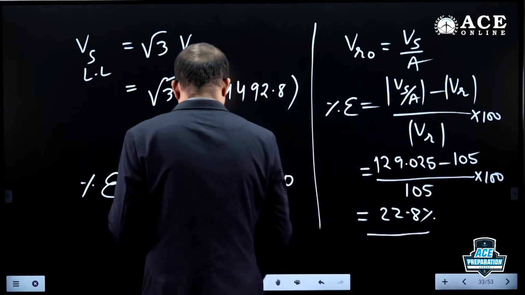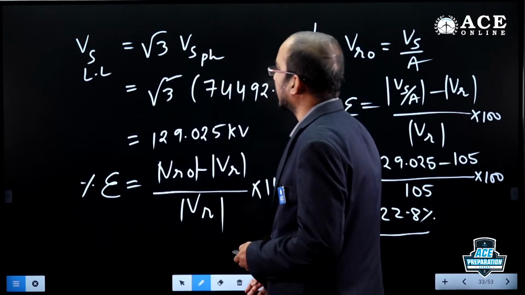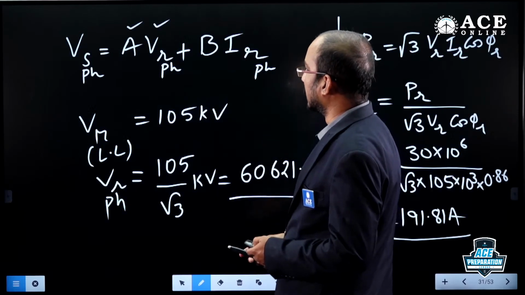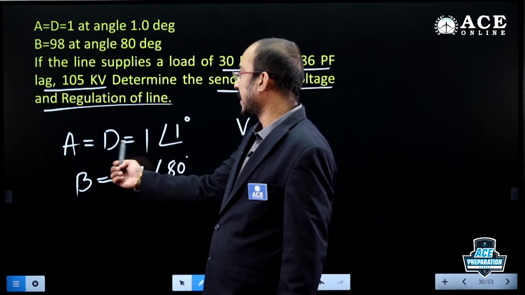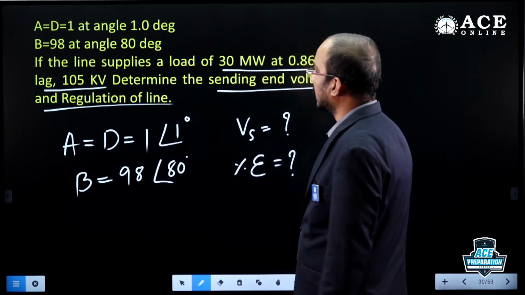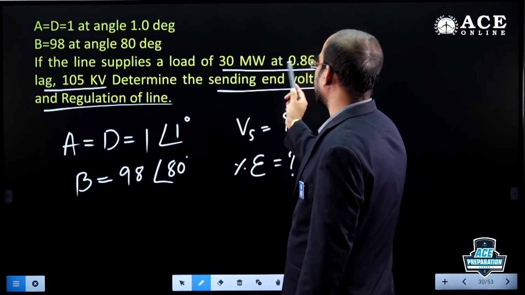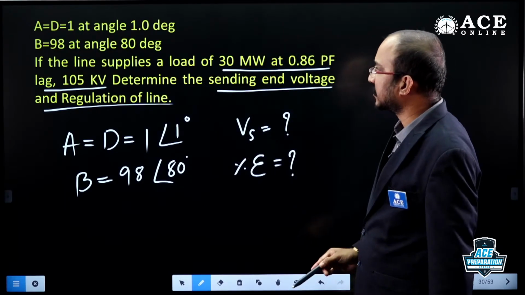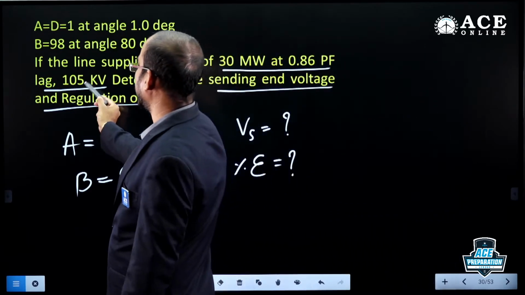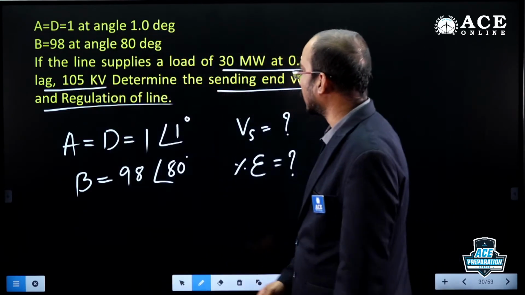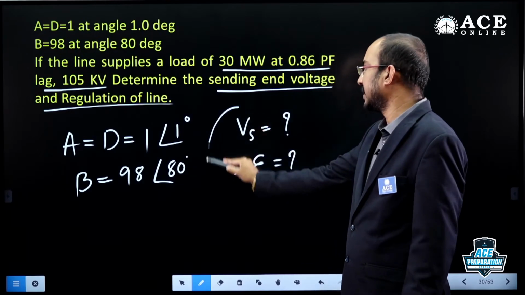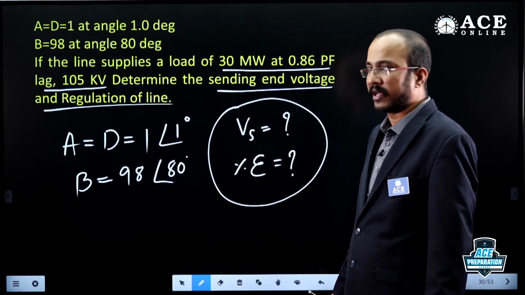22.8%. So observe in this question what he has given. He has given the A value, D value, and B value, and the load parameters are given: 30 megawatt, 0.86 power factor, and receiving end voltage is 105 kilovolts. That's what he has given. He is asking to calculate sending end voltage and voltage regulation.